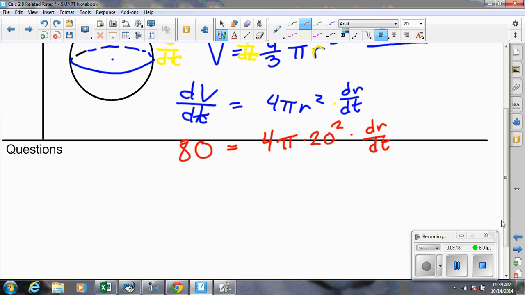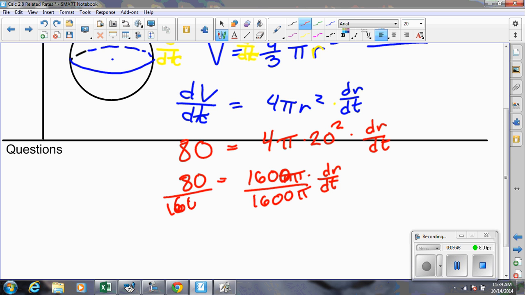So we would be able to then say 20 squared is 400, times 4 is 1600. So we wind up with 1600 pi times the rate of change of the radius with respect to time. We'll just divide by the 1600 pi. That cancels out. On the right-hand side, we have the rate of change in the radius as time changes. And we've just got to simplify our fraction now.